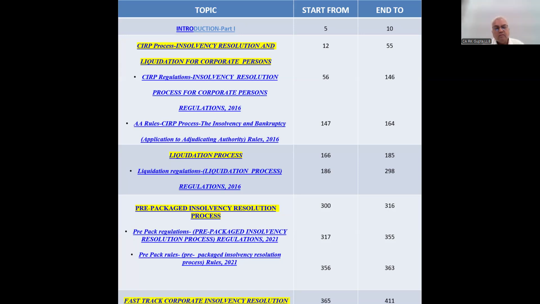Even if you download it from IBBI websites, you will get it at different places. You may not be able to get a copy of the book because the cutoff date for our syllabus is 31st March 2023. So that is also important.